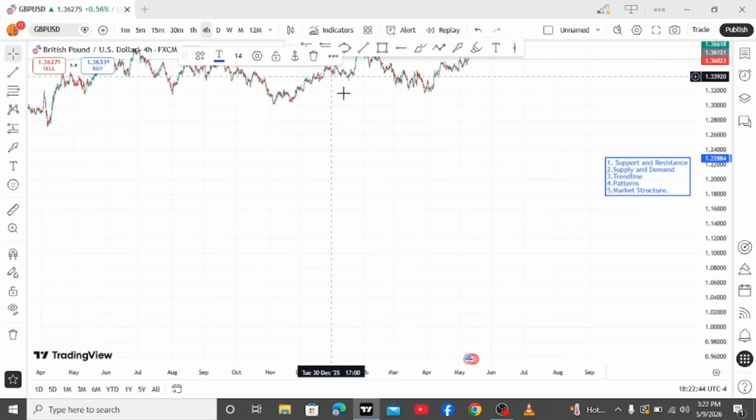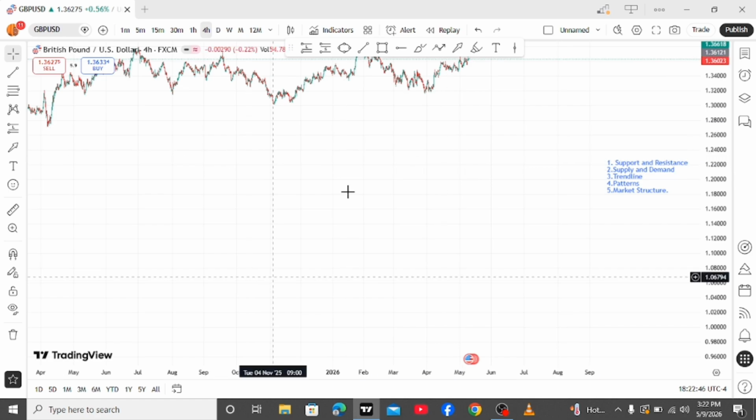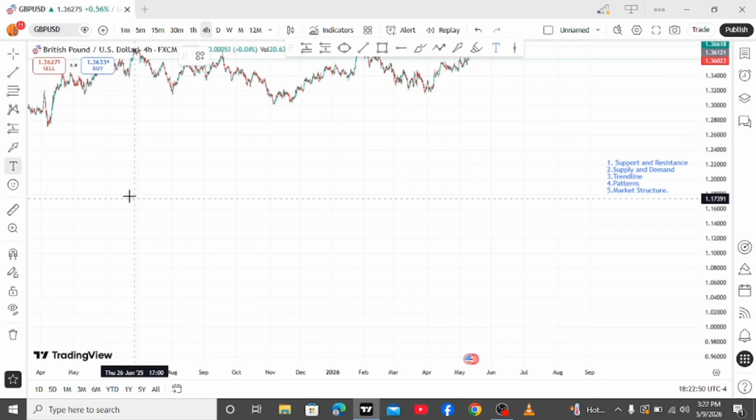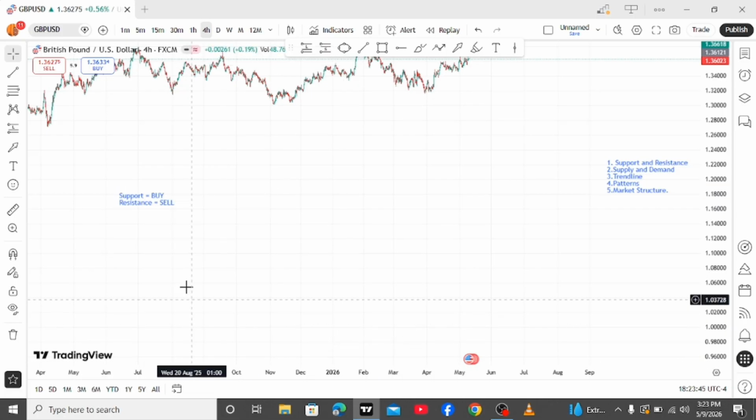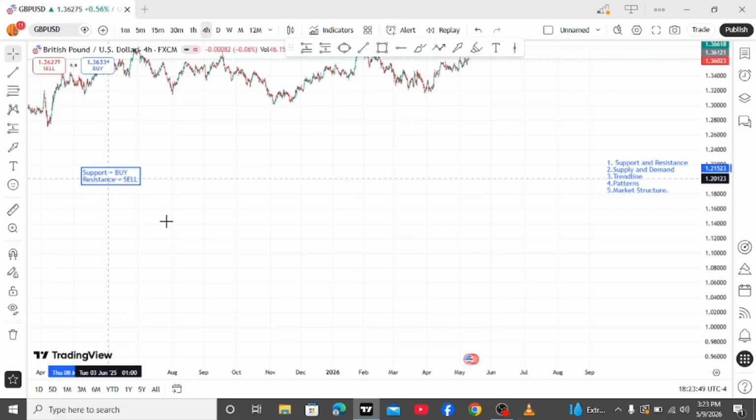So when it comes to support and resistance, this should always come to our mind: when the market is at our support, we buy, and when the market is at our resistance, we sell.